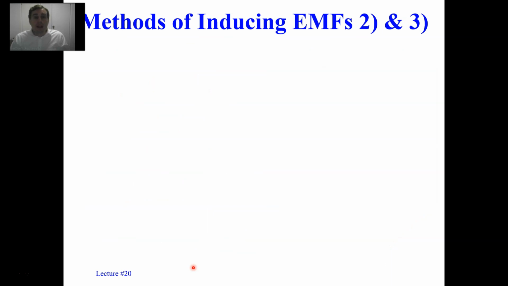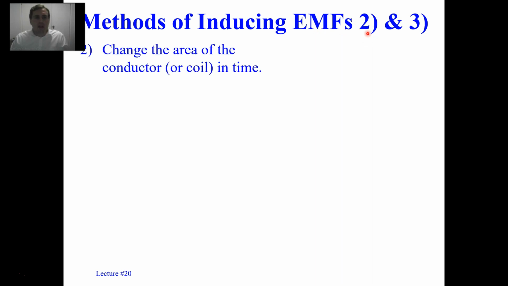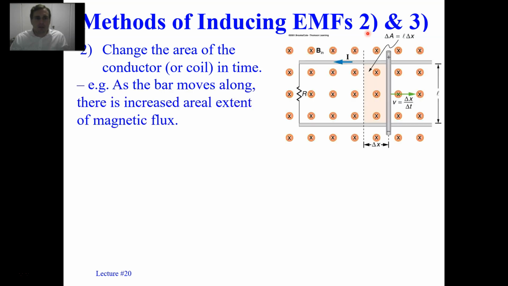By the way, electromagnetic induction has many, many useful applications. So I'll mention a few in this lecture and subsequent lectures. Let's look at methods 2 and 3 of inducing EMFs, namely changing area and changing area orientation. So method 2, change the area of the conductor, or coil, in time.